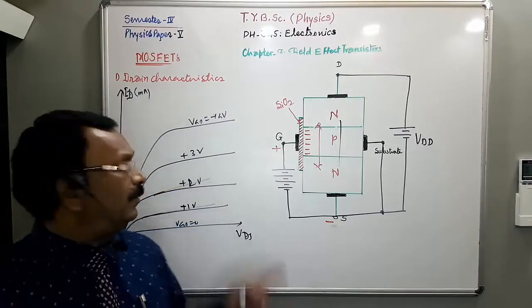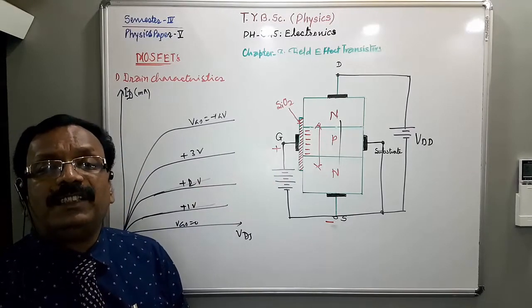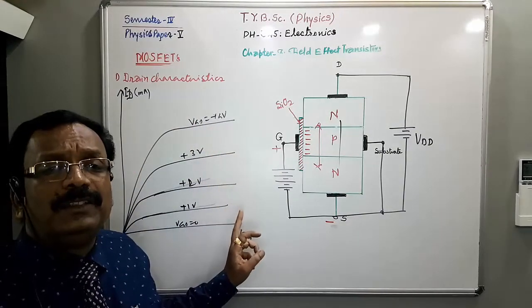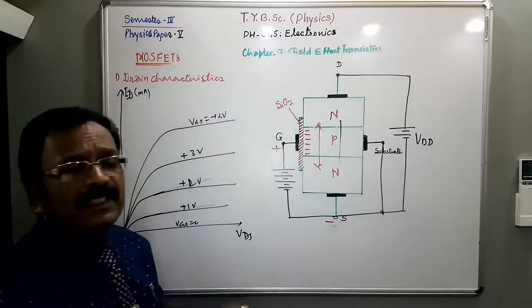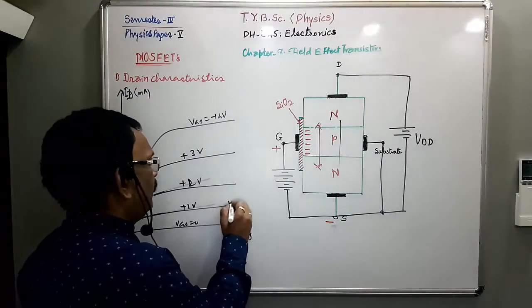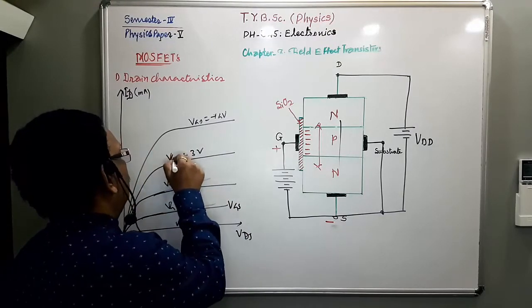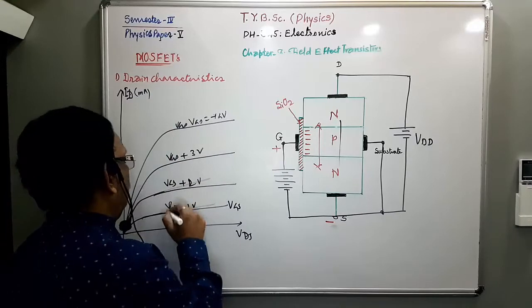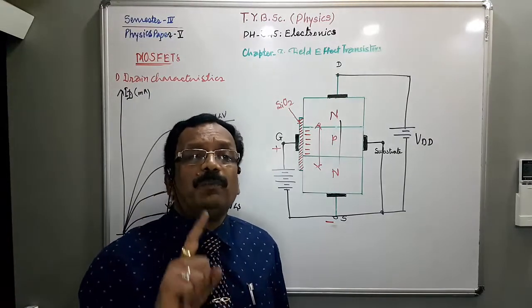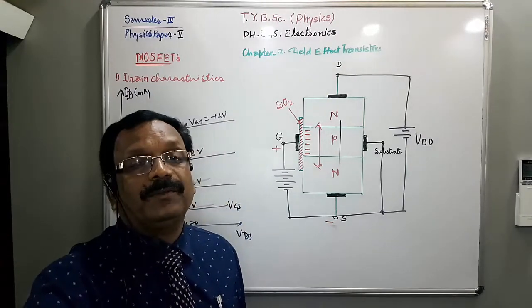In drain characteristics, the curve shows the relation between drain current ID and drain to source voltage VDS at constant VGS. These are the VGS values. These curves are plotted for positive values of gate to source voltage only.